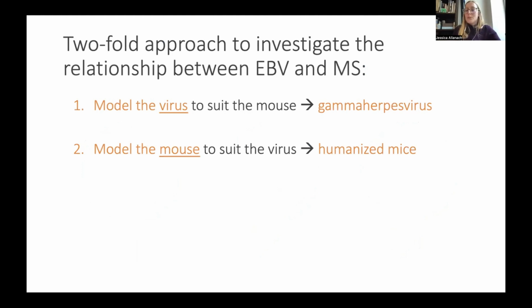In this case, we use gamma herpes virus 68. It's a natural rodent pathogen with very many similarities to both Epstein-Barr virus and Kaposi sarcoma herpes virus. And it also establishes a latent infection in mouse B cells. And the second approach, what I'm going to talk to you about, was what I was doing for my PhD project in his lab: to model the mouse to suit the virus, which is to engraft a human immune system within these mice, which are then susceptible to infection with EBV directly.